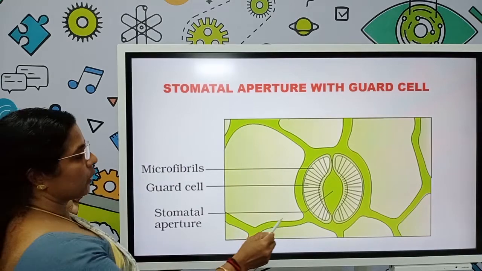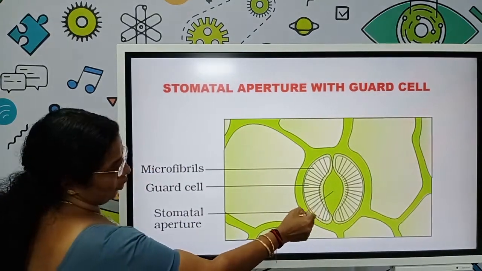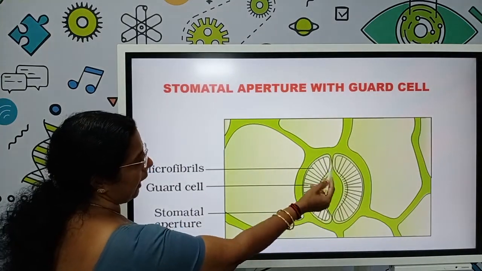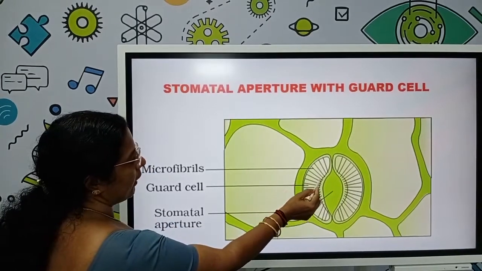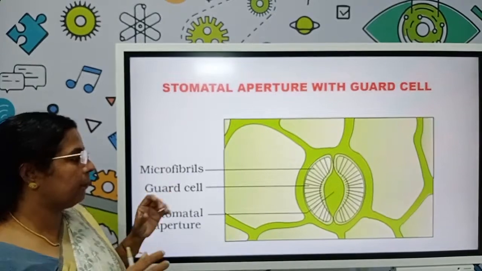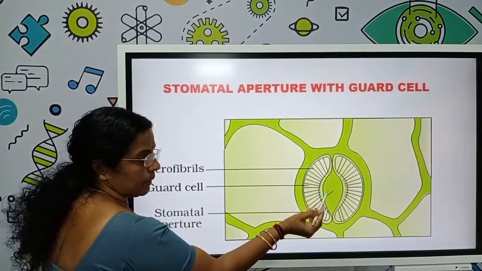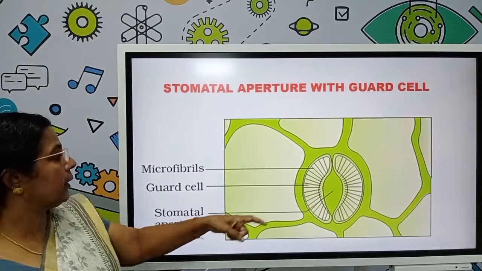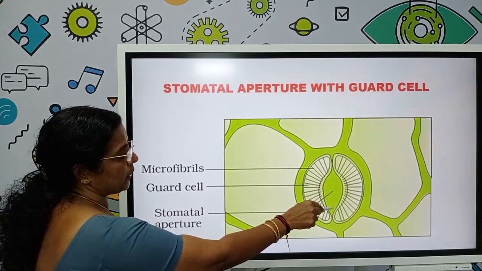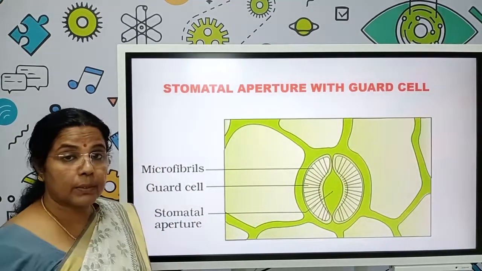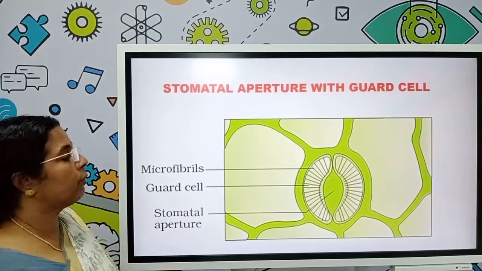Then this is the structure of stomata. The stomatal aperture is guarded by two guard cells. When these guard cells swell up, the stomata opens. You can see the microfibrils are arranged in a special direction. That also helps in the opening and closing of guard cells.